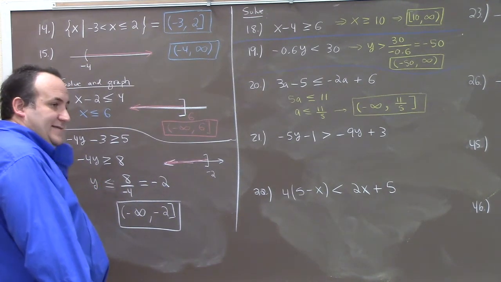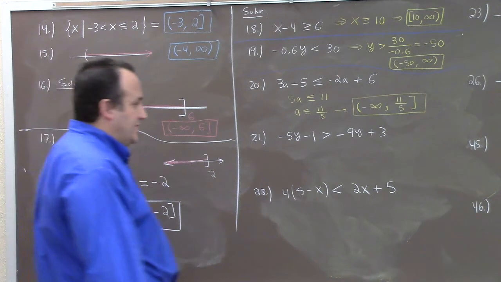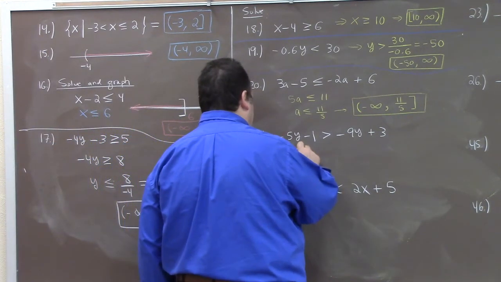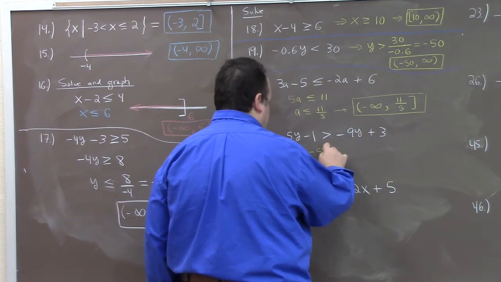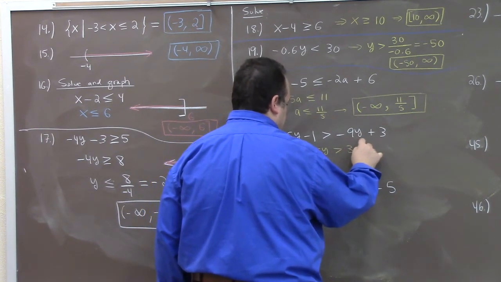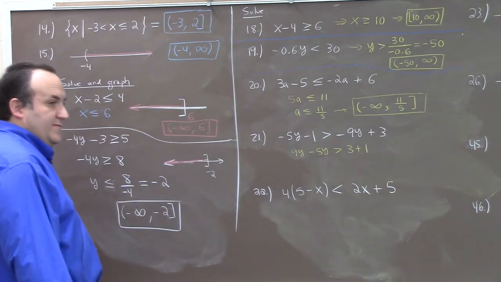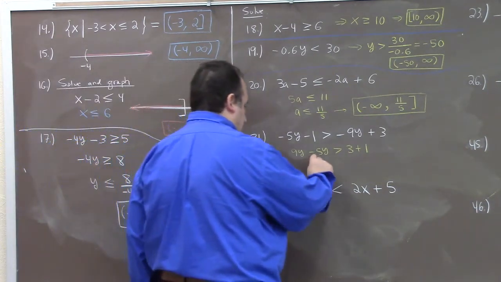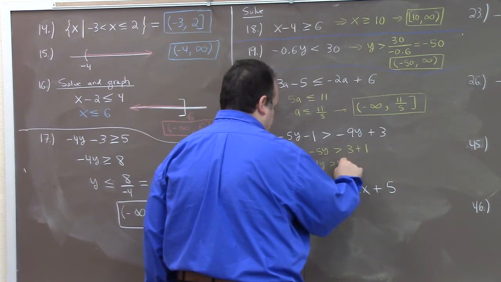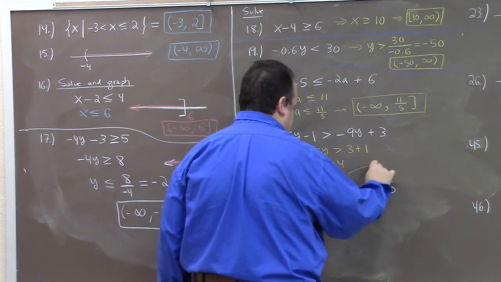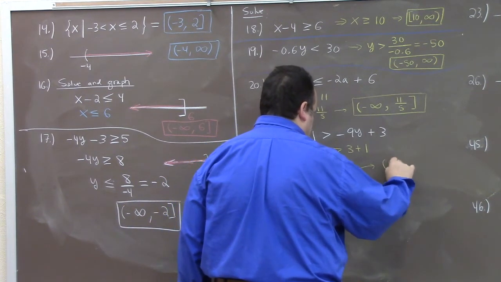You know, again, isolate the variable from the number. So I think I'll add 9y to both sides. So I got 9y minus 5y is greater than 3 plus 1, which gives me 4y is greater than 4, which gives me that y is greater than 1. So the answer, 1 to infinity.